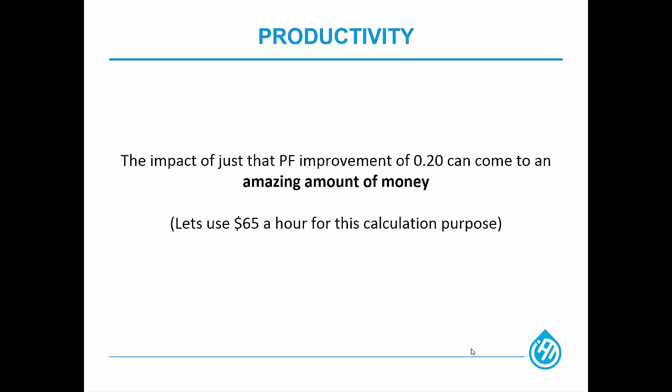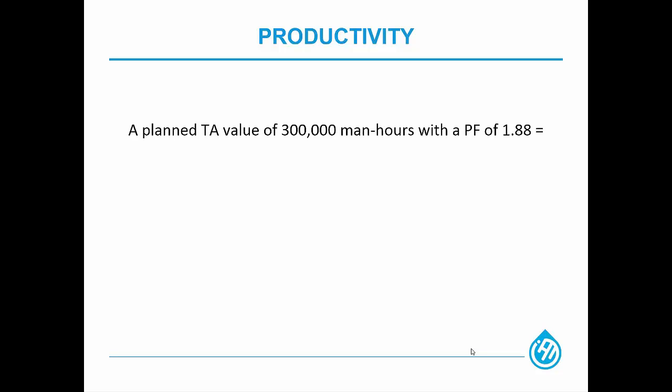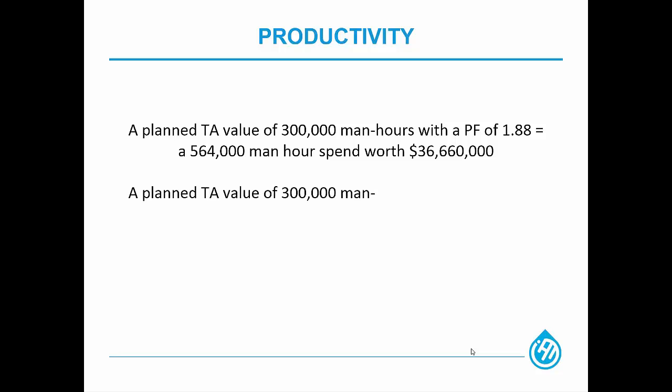And if we put that in financial terms, I think this is where it makes the biggest impact and the most sense for why productivity factor is important when delivering a shutdown or maintenance event. If we use $65 an hour as a typical rate for a maintenance individual, in a planned event of 300,000 man-hours, with the original productivity factor of 1.88, the event would have cost $36.6 million. With the improved productivity factor, the event now costs $32.7 million.